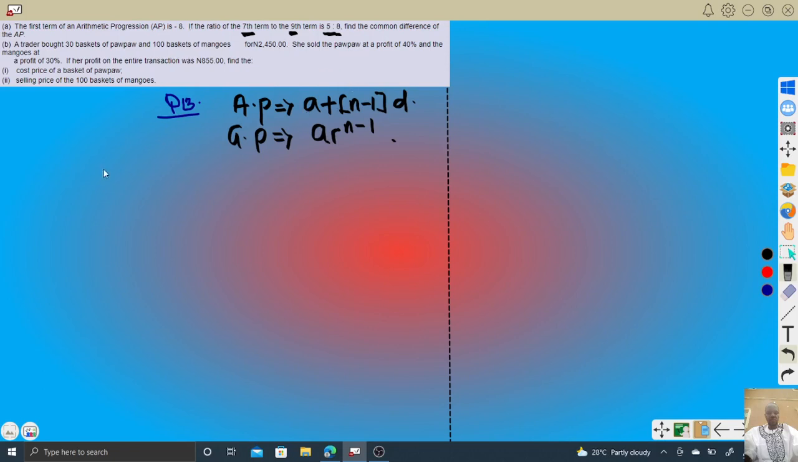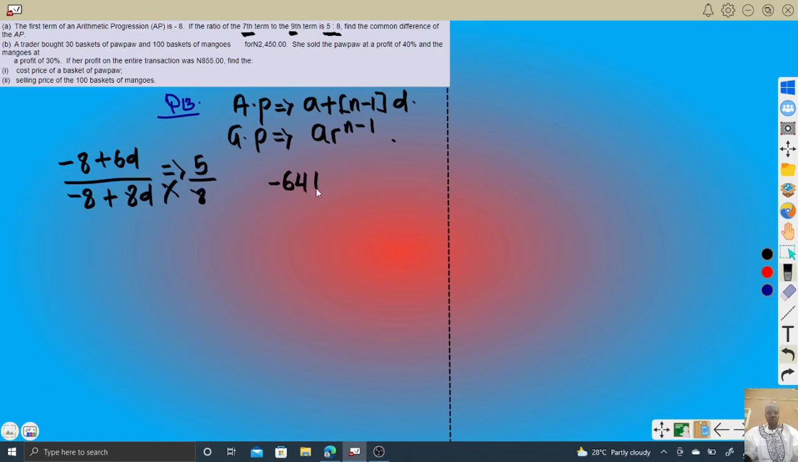We are given a to be minus 8. So I'll write minus 8 plus 6d, ratio over the ninth term. 9 minus 1 is 8. So minus 8 is a plus 8d, minus 8 plus 8d. The ratio is 5:8. I hope you understand. So next thing is cross multiplication. By simplification, this is 64. On simplification of this, I believe all students preparing for this exam should be able to do that.